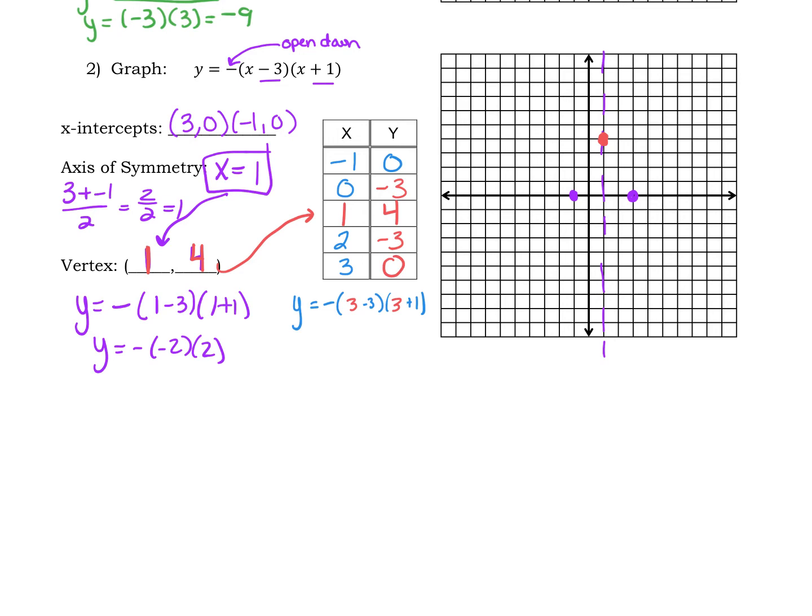So I'm going to plot those remaining points. So negative 1, 0, I already have. 0, negative 3. Oh, sorry guys, these should have been positive 3. Positive 3. 2, positive 3. So then my parabola is going to look like this.